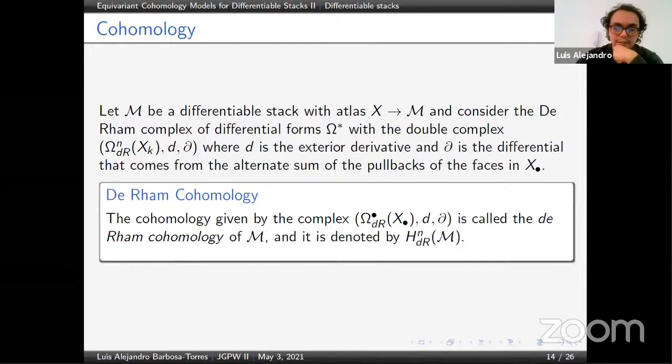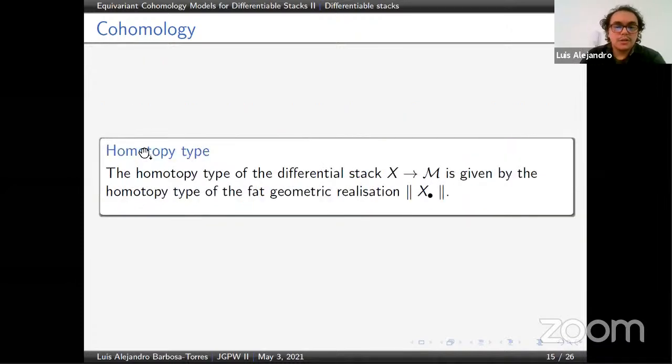One important thing about this is that these cohomologies have a really close relation with the geometric realization of this nerve. So in general, the homotopy type of a differential stack is going to be given by the geometric realization of the nerve associated to all these constructions that we made. Okay.